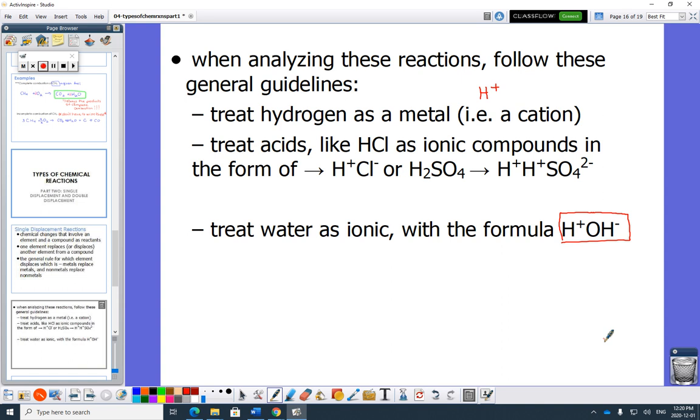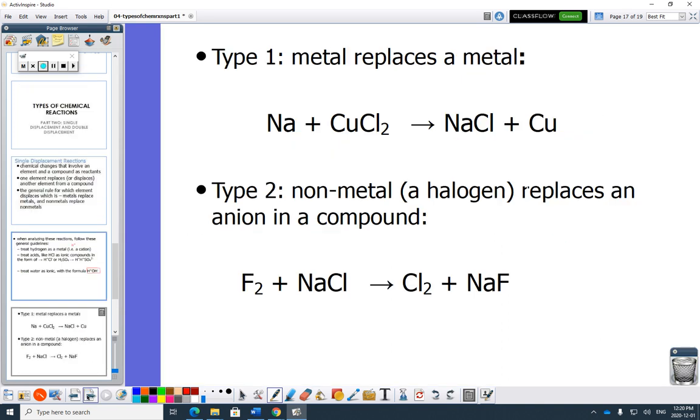Okay, so we're just going to look at stating the type right now. So probably your grade 10 teacher focused on the first type, which was metal replacing a metal. So here we have sodium, which is a metal, and copper. Even though copper is a transition metal, that doesn't matter. So then now the sodium is going to take the place of the copper. So again, you need to make a new ionic compound. So in the product, now we have a plus and a minus. That's our new ionic compound. And the metal goes by itself.